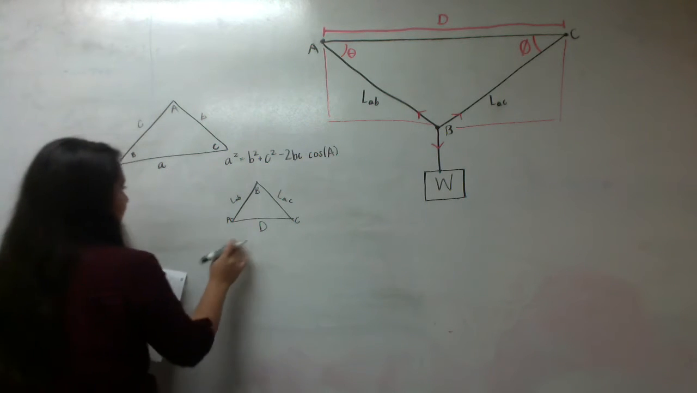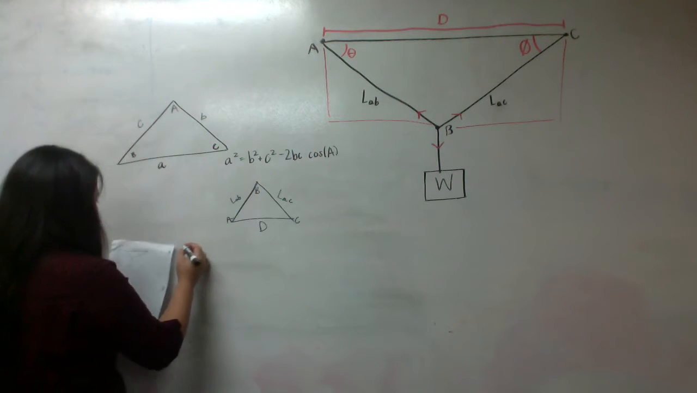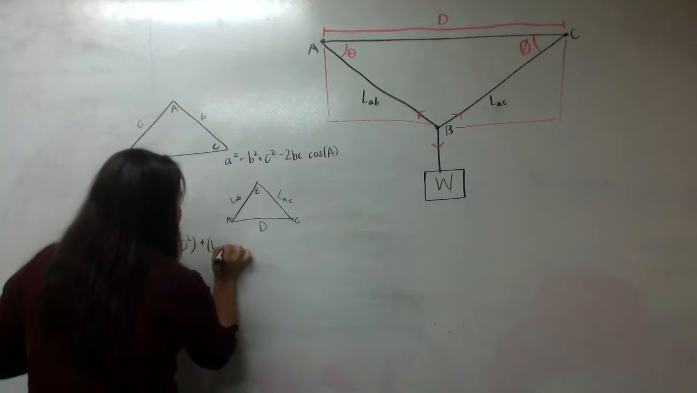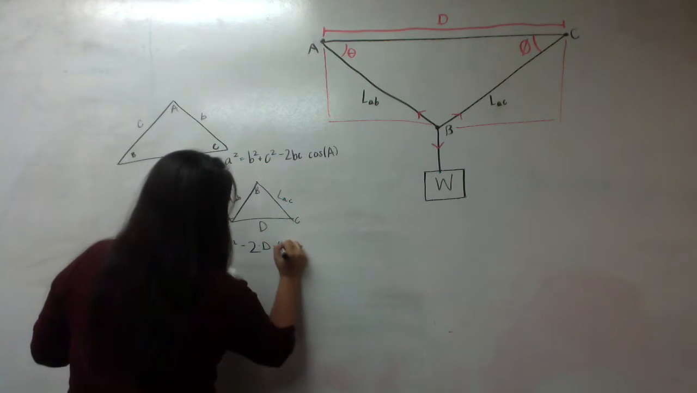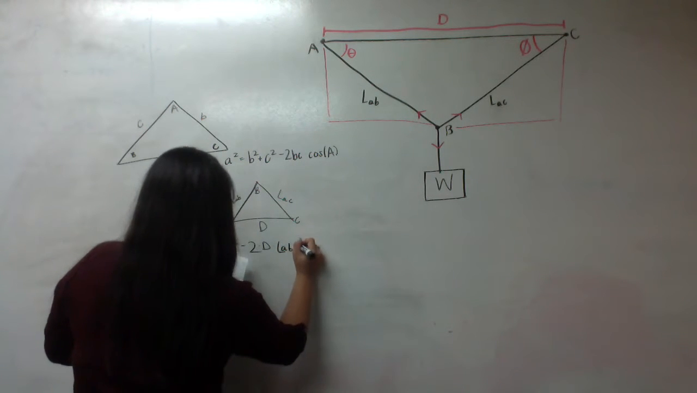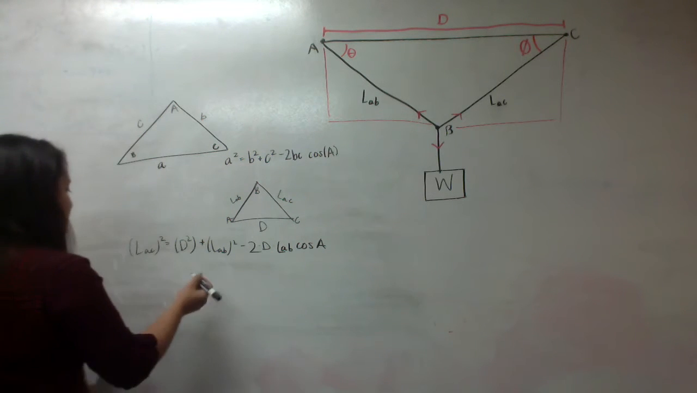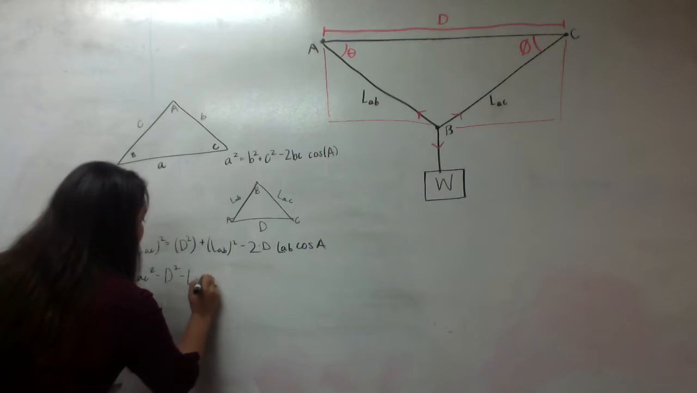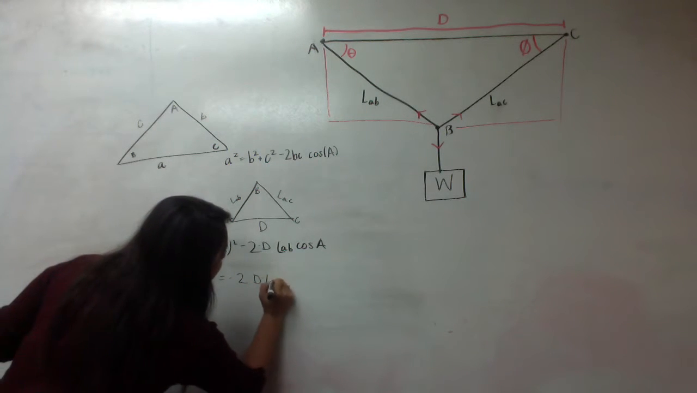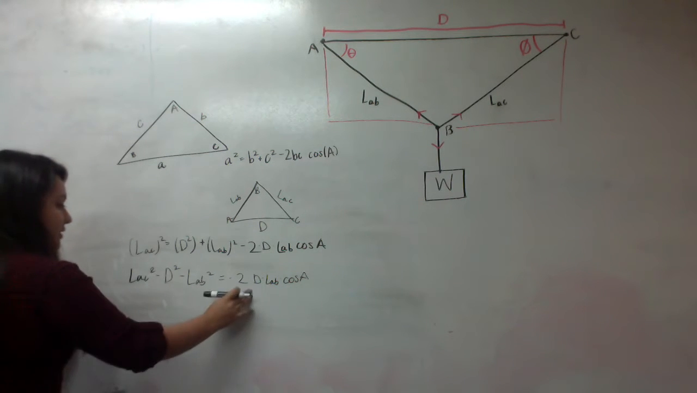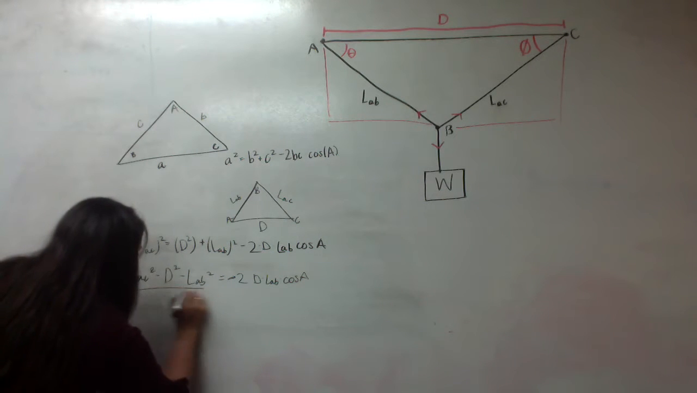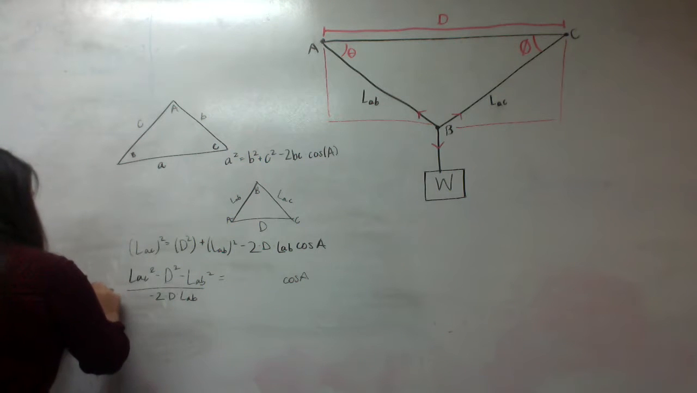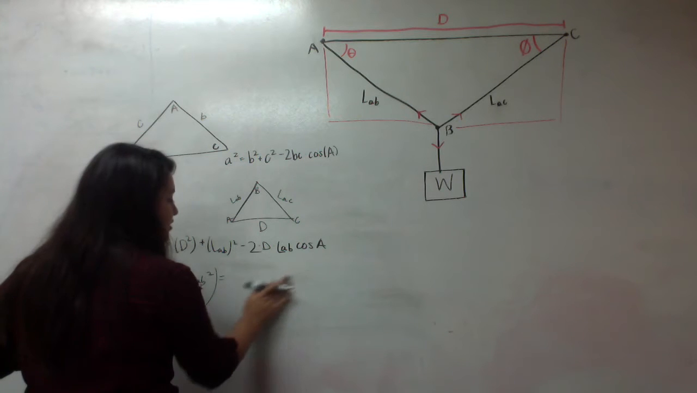So if we use this equation to find angle A, which is theta, which is what we're looking for, we have the length of AC squared equals the length of D squared plus the length of AB squared minus 2 length of D length of AB cosine A. Then we can rearrange this equation to find just angle A. So we have LAC squared minus D squared minus length of AB squared equals negative 2D length of AB cosine A. Then we divide over this negative 2D length of AB, and then we can take the inverse of cosine of this whole side in order to get just angle A.